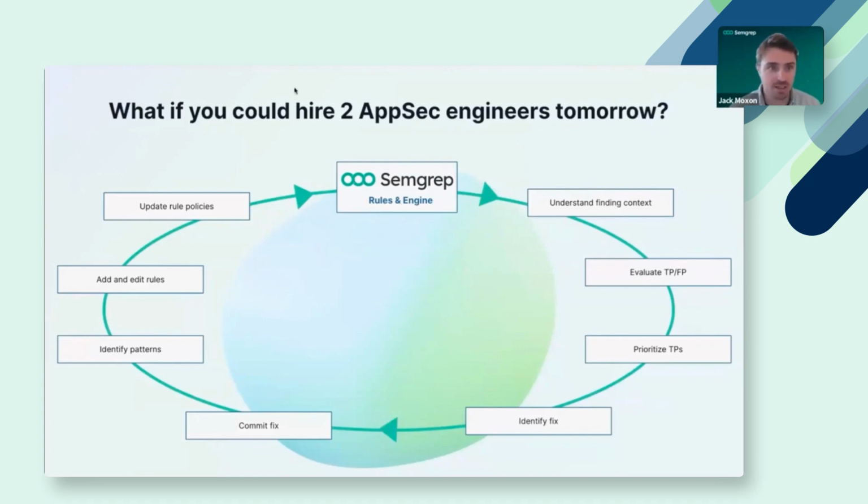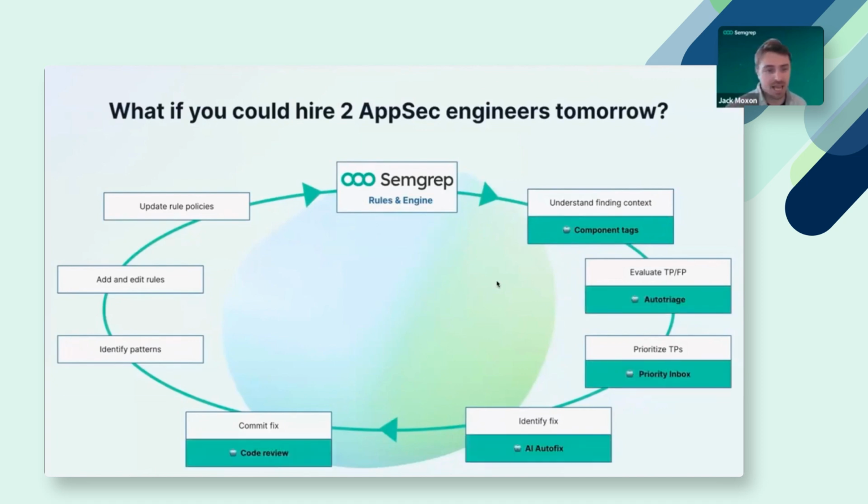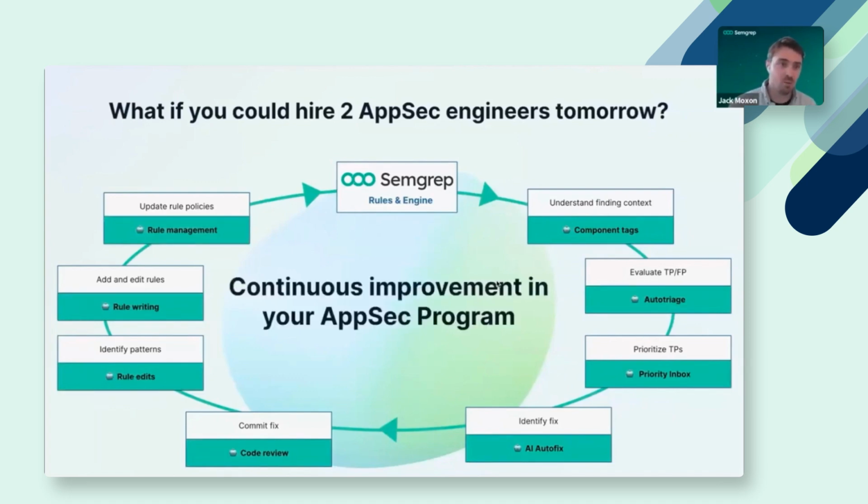Another way of saying this is, what if you had more time? The way we think about AI in this context is that AI can be really helpful at a lot of these tasks. And when we do our demo, you're going to see that for each of these tasks, like understanding context, we have an AI-related feature. As we'll go through in more detail, we have features across the board here. If I think about this as a loop, what's great about it is that you're able to continuously improve your AppSec program by using AI.